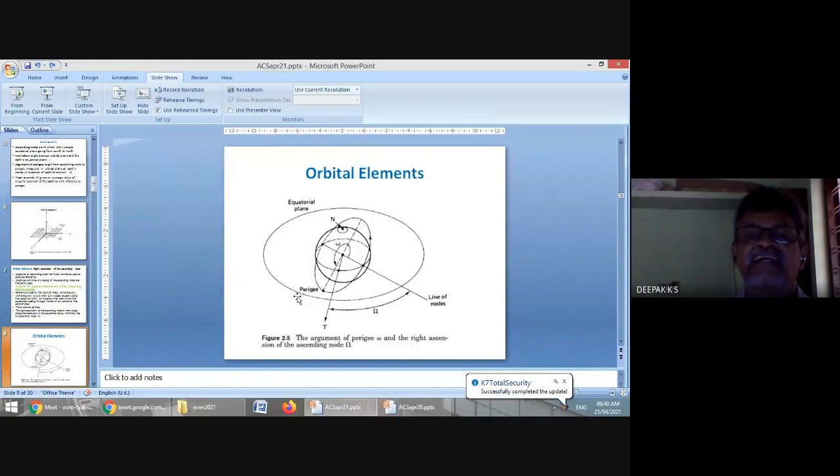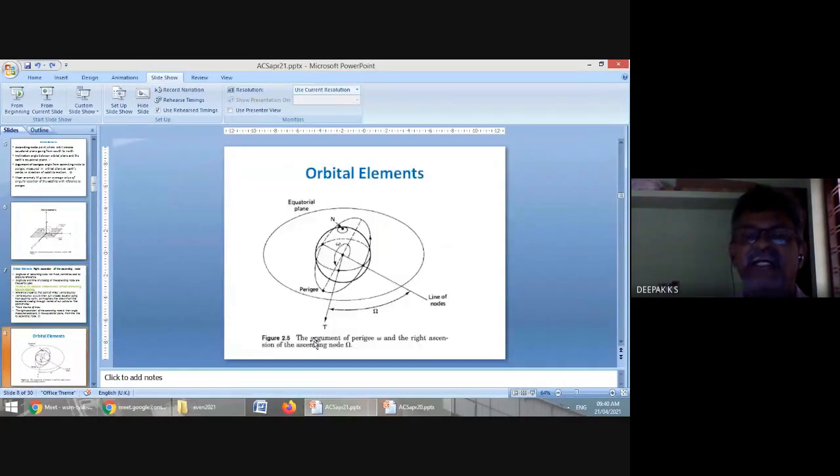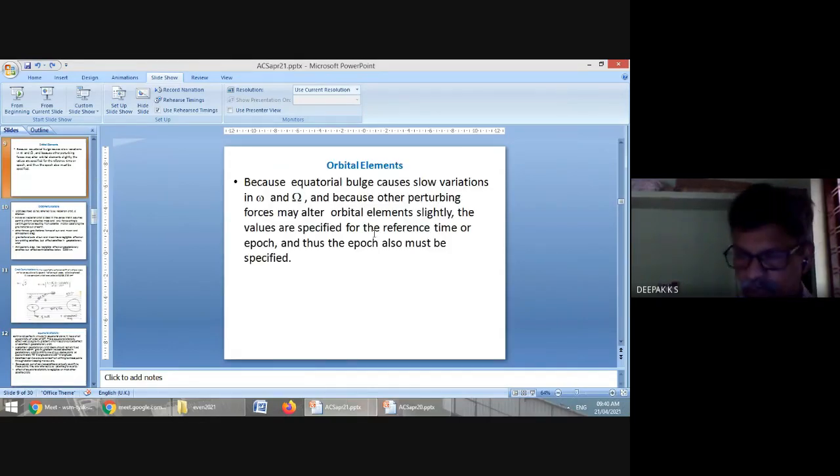So we need a reference which is outside, in space, passing through the center of the sun. Vernal equinox occurs when the sun crosses the equator going from south to north, and a line is drawn from that point to the center of the sun, and that is this line. From that line to the plane is this capital omega. So we have a point in space, and all these define the position of the satellite. So those are the orbital elements.